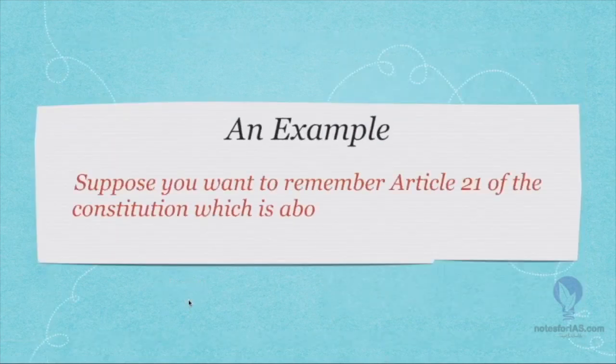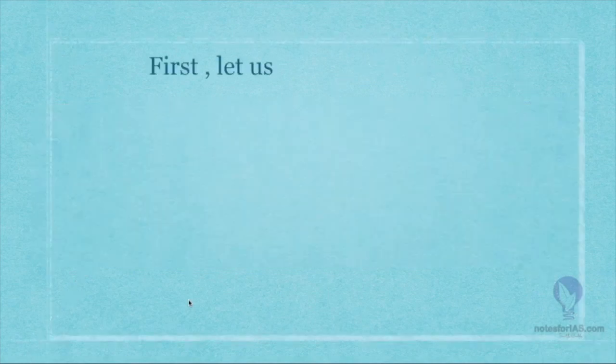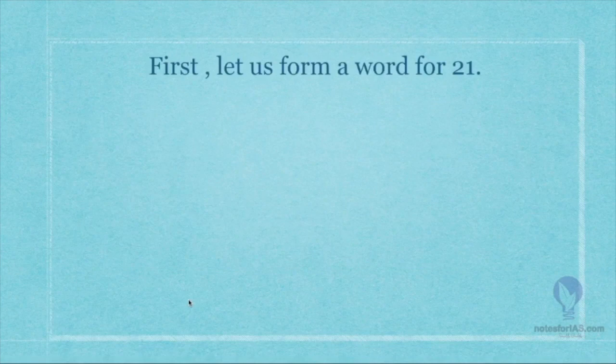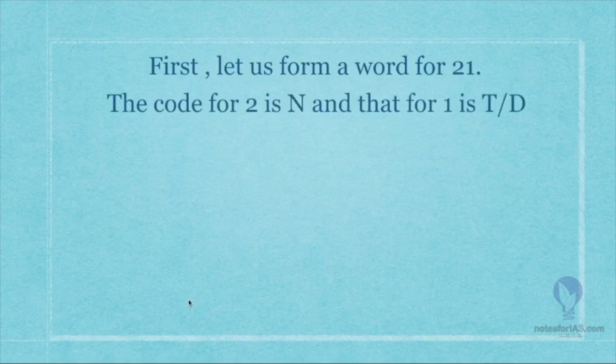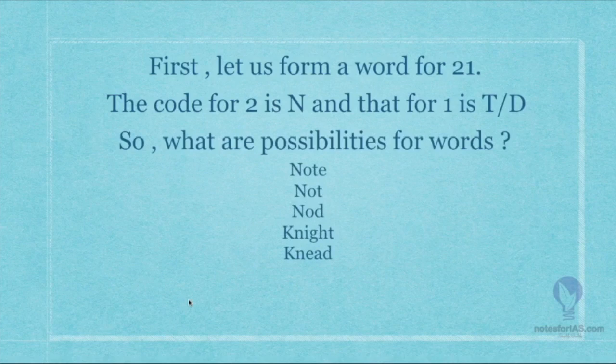Here's an example. Suppose you want to remember Article 21 of the Constitution, which is about protection of life and personal liberty. So how can you use this technique to memorize this article? Let's see. First, let us form a word for 21, which is the article number that we want to memorize. The code for 2 is N, and that for 1 is ta and da. So what are the possibilities for words? These are some of the possibilities that we have. There are many others that you can just figure out. This is just for your illustration.